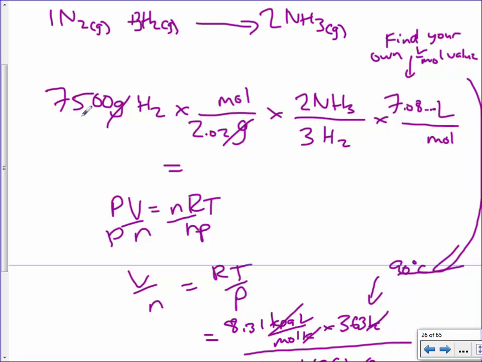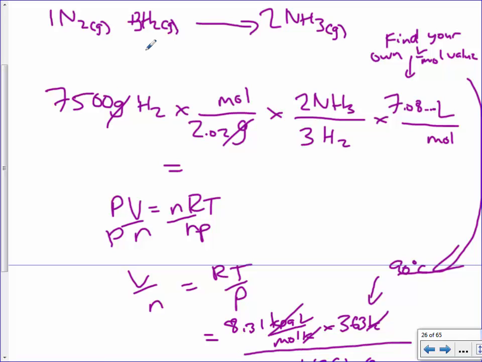Well, I mean, that does make sense. We started with 7.5 kilograms of hydrogen. Think about that for a second here. How much does hydrogen weigh? Probably not much, right? Hydrogen is a small, light gas. So if you have 7.5 kilograms of it, you have a lot of gas. 75,000 divided by 2.02 times 2 over 3 times that 7.08 number, and I'm going to use the whole thing if I can.